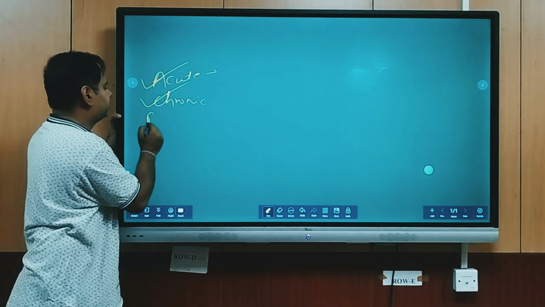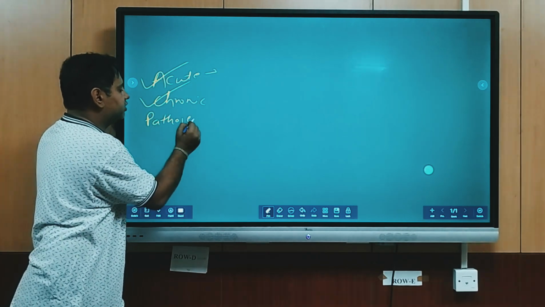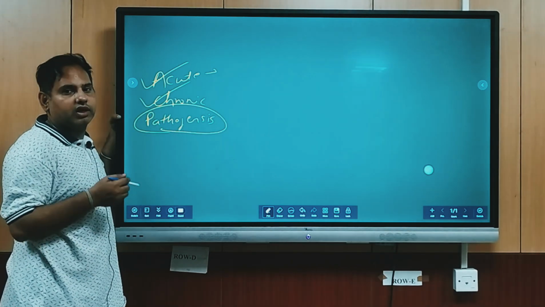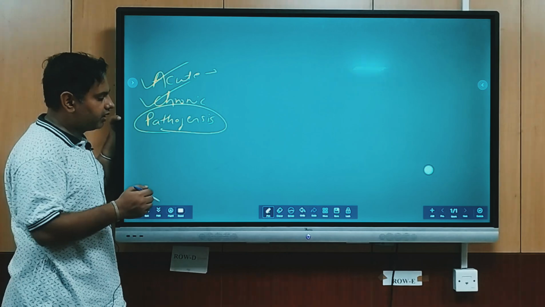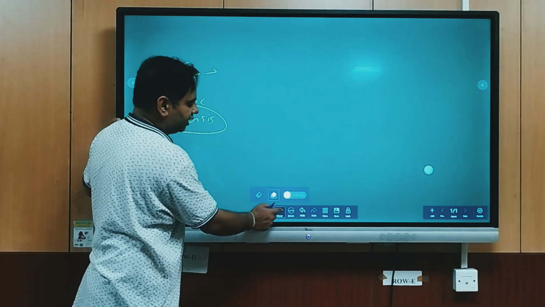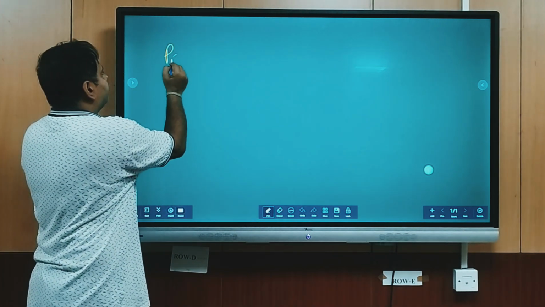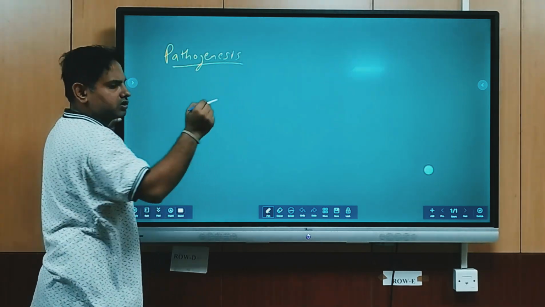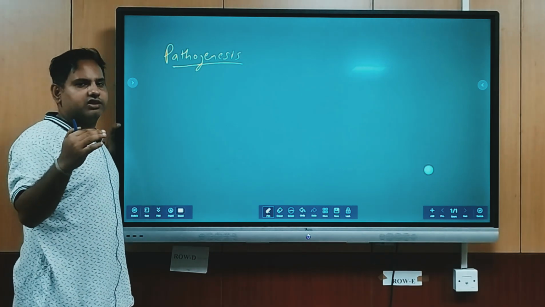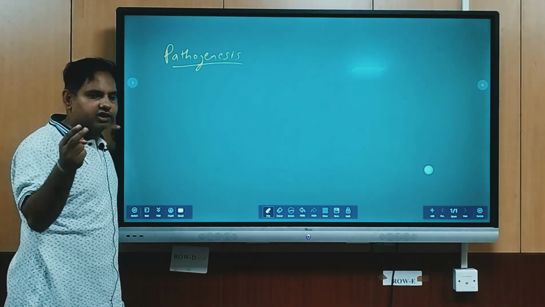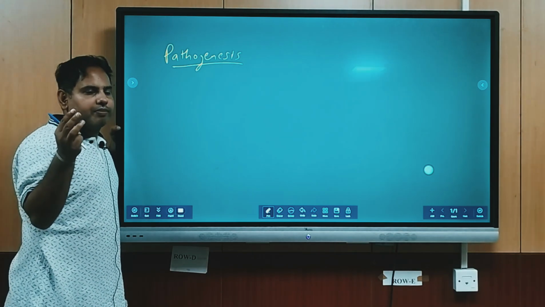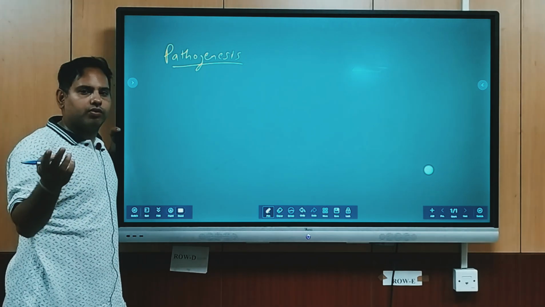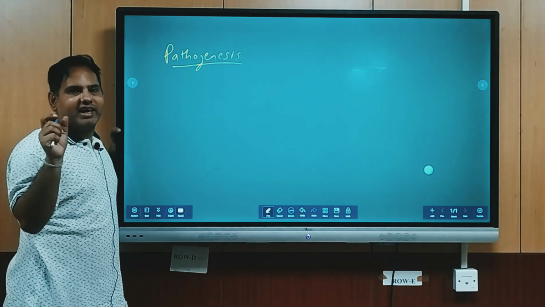Most importantly now is pathogenesis: how someone becomes more sensitive to pollen, to dust, to particular matters. How does it happen? That is a very important part, and that is the pathogenesis of asthma. When you are writing the pathophysiology of a disease, you have to write the definition, the etiology, and the epidemiology as well. Epidemiology means how many people are affected by asthma. Millions of people across the globe are affected by asthma.